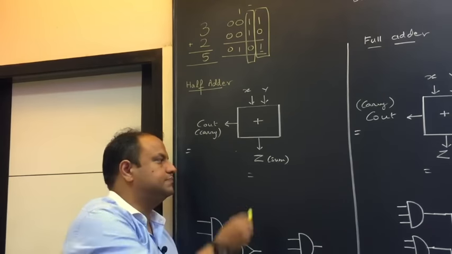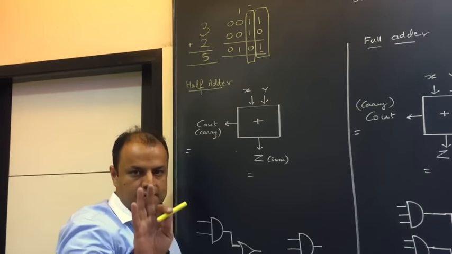I want some z. Now what can z be? z can only be a 0 or a 1. You understand that, right?